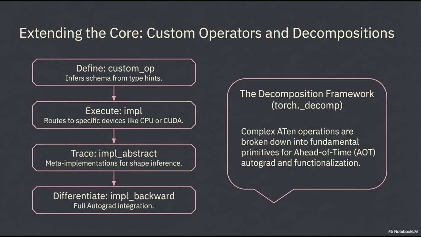Finally, to ensure full deep learning capabilities, we integrate impl backward for differentiation, providing seamless and complete autograd integration for the custom operator. In parallel, we utilize the decomposition framework, accessible via torch.decomp. This powerful framework is designed to break down complex A10 operations into more fundamental primitives. This decomposition is essential for enabling advanced optimizations like ahead of time, or AOT, autograd, and functionalization, streamlining our ability to compile and transform graphs efficiently.